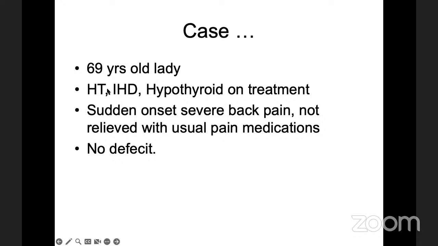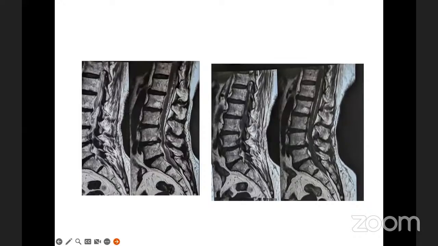Somehow this kind of picture was just not fitting. Earlier I had seen a young middle-aged male with a similar presentation, severe back pain not getting better. We had asked for an MRI in that case, and it eventually turned out to be a pyogenic abscess. So I was expecting to see something similar here. I asked for MRIs, and this is what the MRI showed.